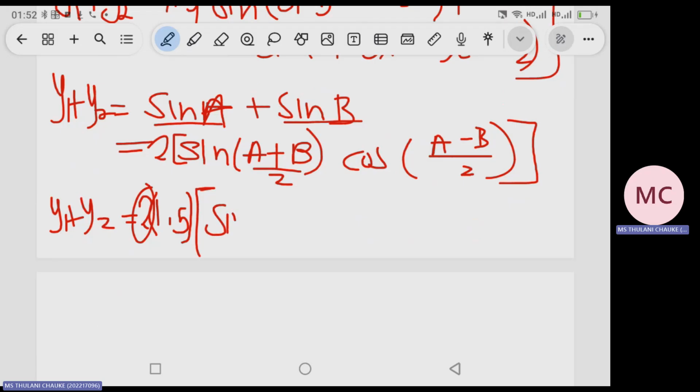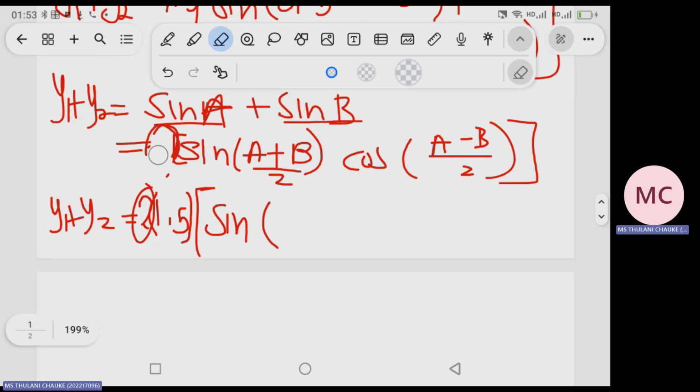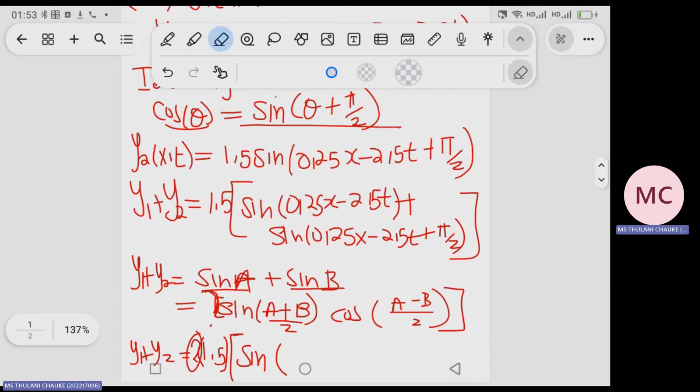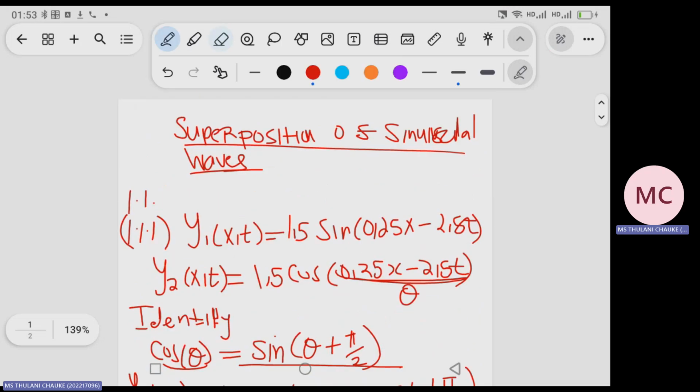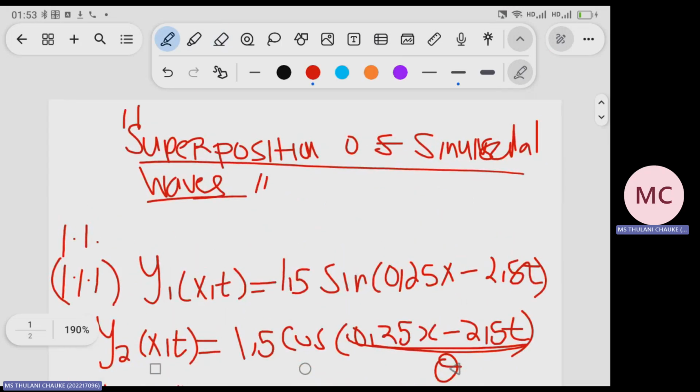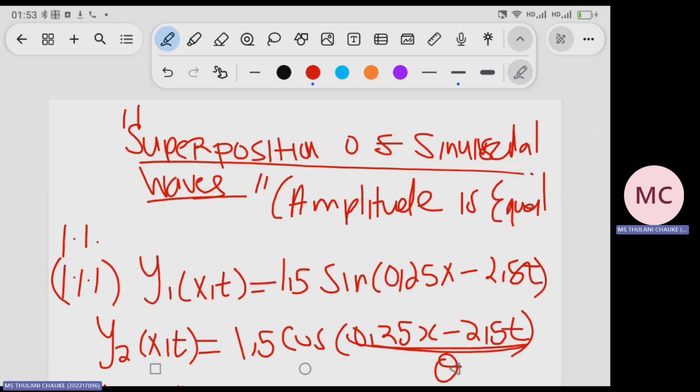Actually, this 2 is coming from the fact that the amplitude will always be equal. So it's not coming from that identity. It's from the fact that we had two of them. So it's a property that under superposition of sinusoidal waves, the amplitude is equal. Yeah, it's a property, this one, by property.